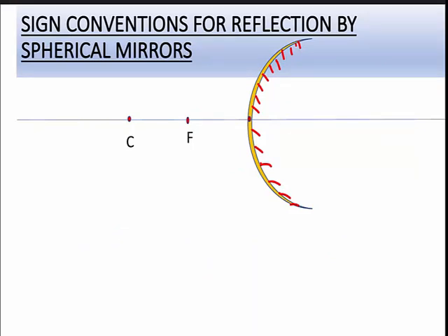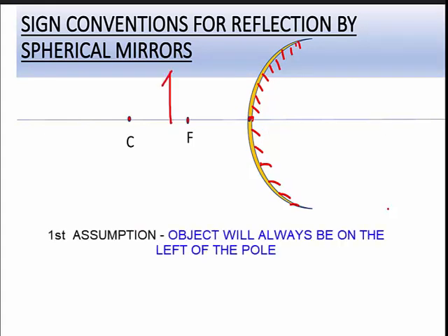Similarly, we have the sign conventions in the case of spherical mirrors also. In the case of spherical mirrors, this point, the pole, is taken as the origin or the reference, and we measure all the points from the pole only. We always assume that our object will always be on the left side of the pole. Now, if this is our object, I mark it as O here, then the distance between the object and the mirror is the object distance, which we mark by the letter U. So we are only taking an example right now. These are not the actual ray diagrams that we are drawing.